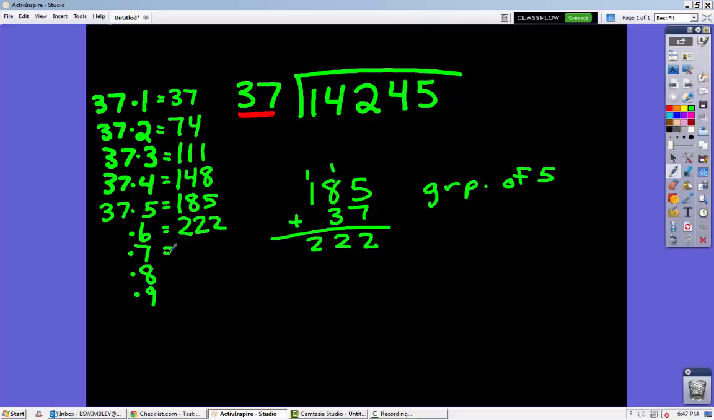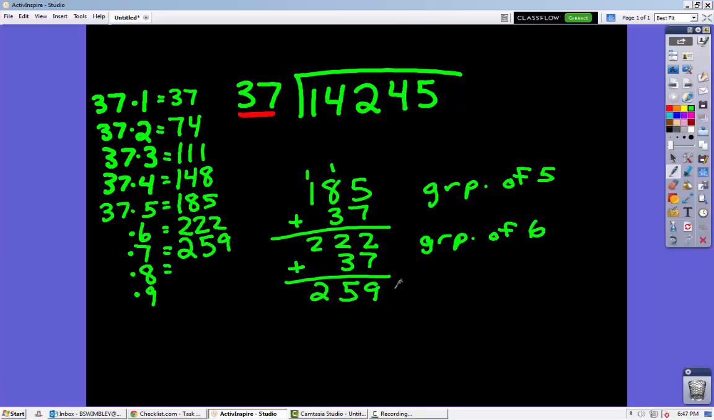7s, oh man, a lot of people have trouble with 7s, so I'm just going to think of this as my group of 6. And a group of 7 means I'm just adding one more group to it. So that repeated addition, 9, 5, and 2. So 259. 8s, this method is pretty easy, so I'm going to think of 259 as my group of 7. And I'm going to make it a group of 8 by adding one more. So I get this 6, I carry that 1, a 9, and a 2.